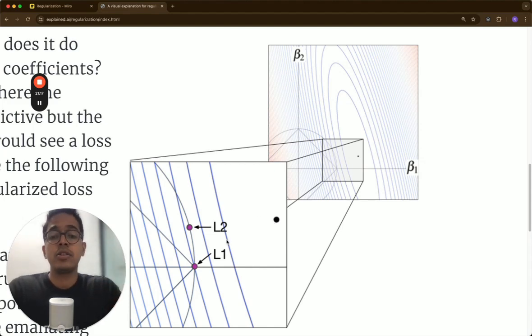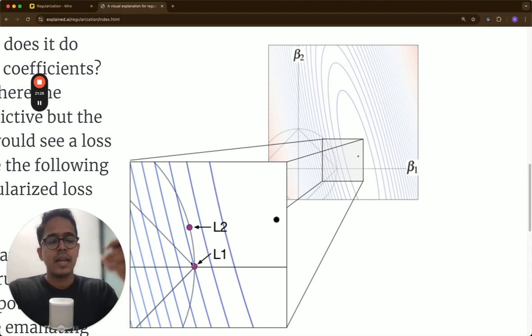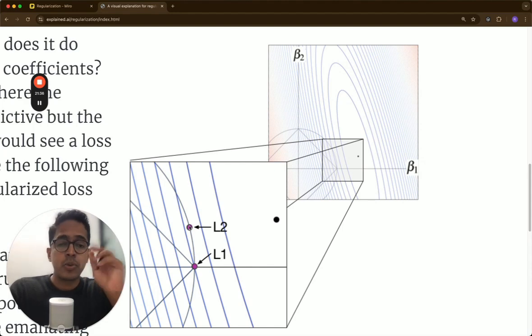So the combined loss, which is the loss due to the lasso penalty plus the loss due to the original loss term, could be minimized. This is why lasso has an incentive to push some of these parameters to be exactly 0, as you can see here. Here beta 2 is pushed to be exactly 0. Beta 1 is positive. But for L2, beta 2 is pushed not to be exactly 0, but to a small number close to 0, but not exactly 0.